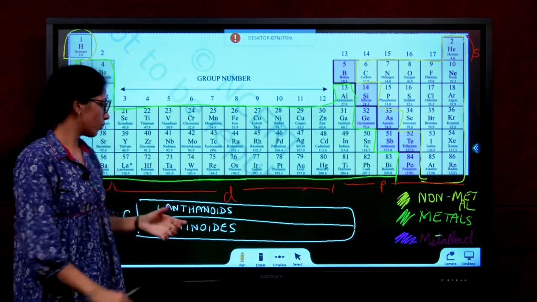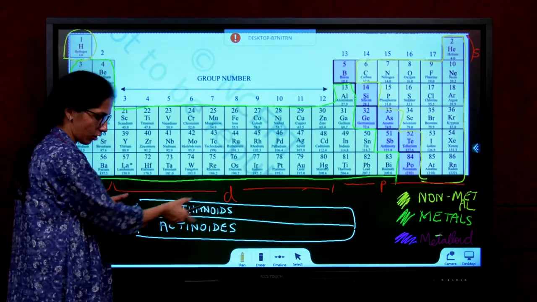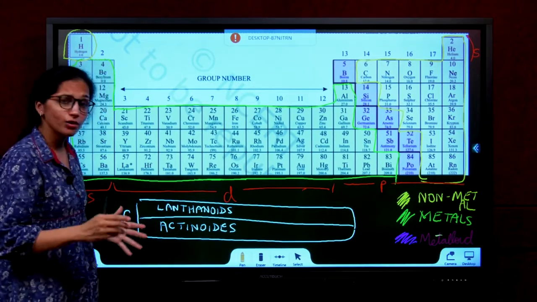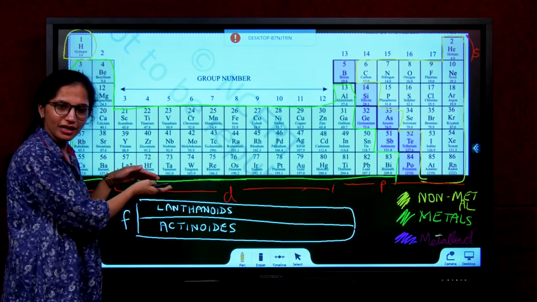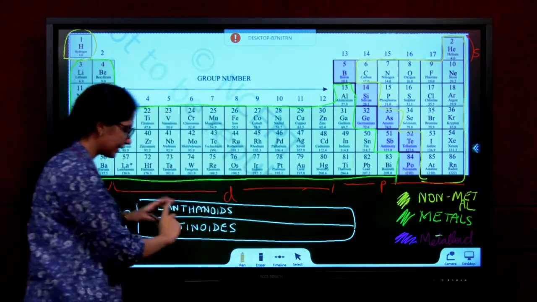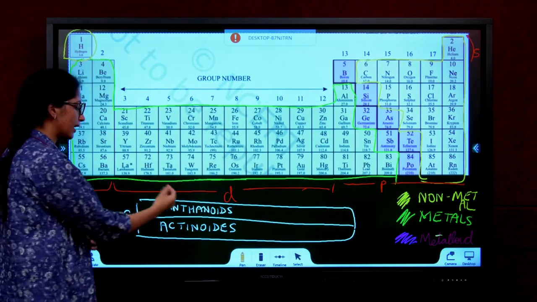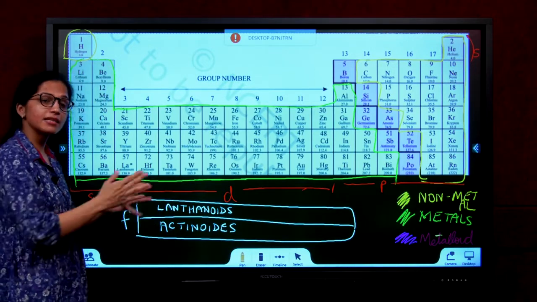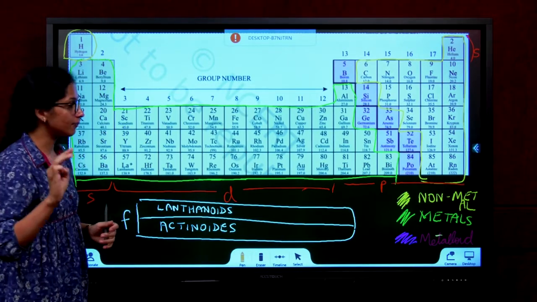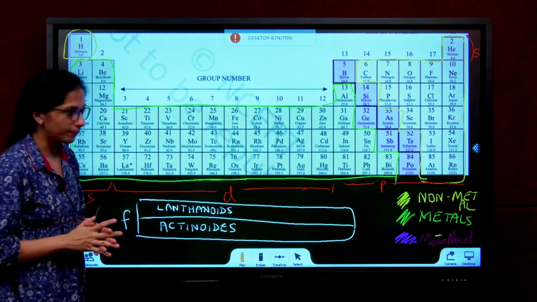Third point, we have a separate block at the bottom of the table, the F block elements. These lanthanoids and actinoids are called F block. You can see it is not attached to the table. We don't take them as similar groups at all. It is completely kept separate. So lanthanoids and actinoids, or the F block elements, are separately placed in the periodic table, which is point number 3 known as a limitation.